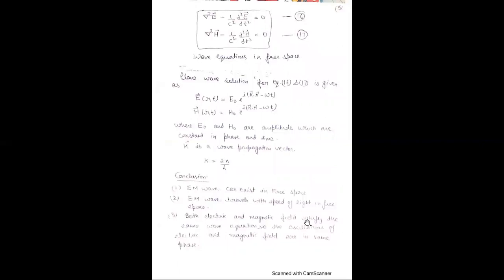Both electric and magnetic field satisfy the same wave equation. So the oscillations of electric field and magnetic field are in the same phase. Because from this equation it is clear that both E and H satisfy the same wave equation. Therefore जब oscillate करेंगी electric field and magnetic field in any medium, they are in the same phase with each other.